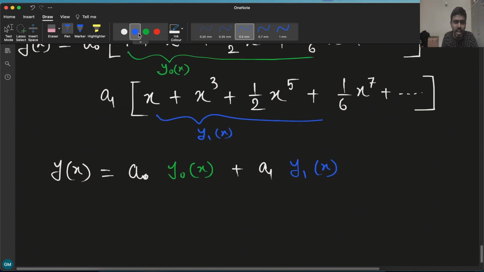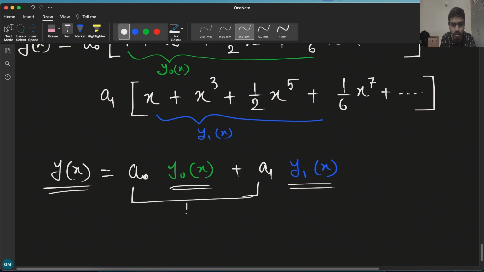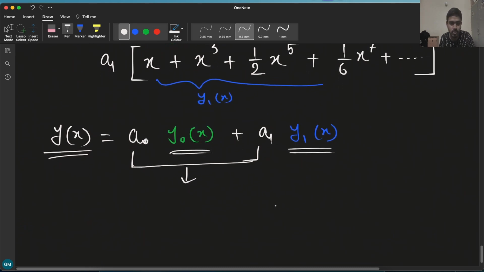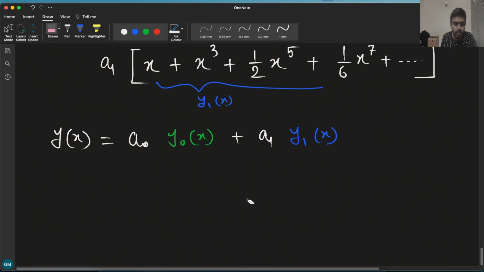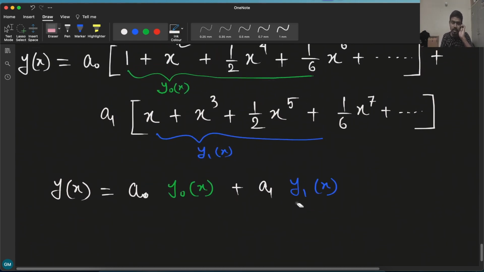y1x. So these are the two linearly independent solutions, y0x and y1x, and the general solution is basically the linear combination of these two independent solutions, and these are the arbitrary coefficients. So there are two arbitrary coefficients or constants. It's because we have a second order differential equation. So this is how we will solve and find a series solution of a second order differential equation around some ordinary point.